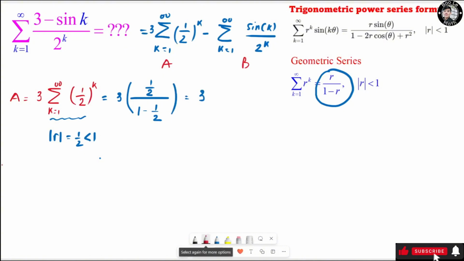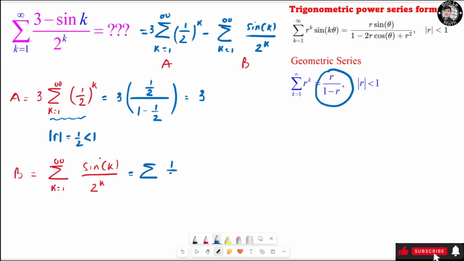Now the second series B. This series can be written as (1/2) raised to the k times sine of k, where k goes from 1 to infinity. This is actually a trigonometric power series, and we have the trigonometric power series formula right here.